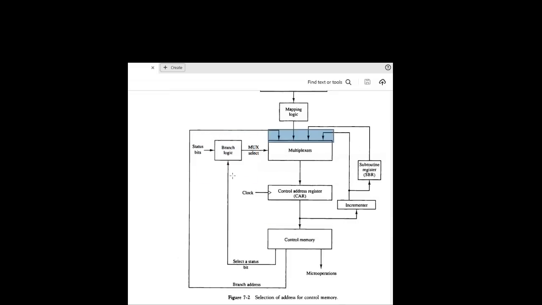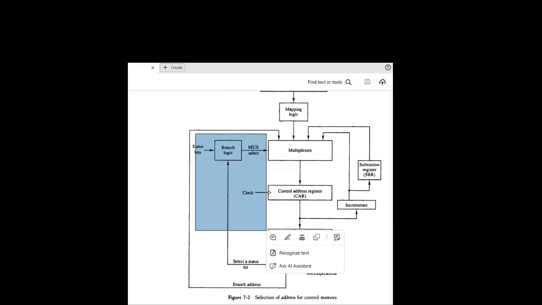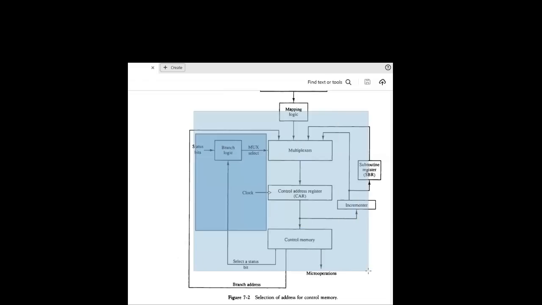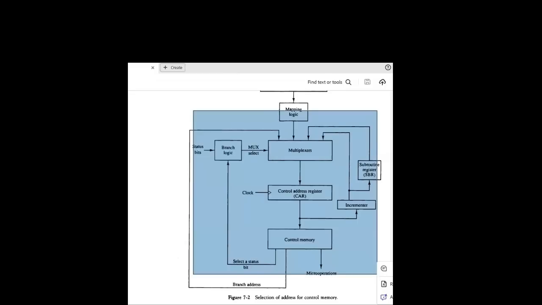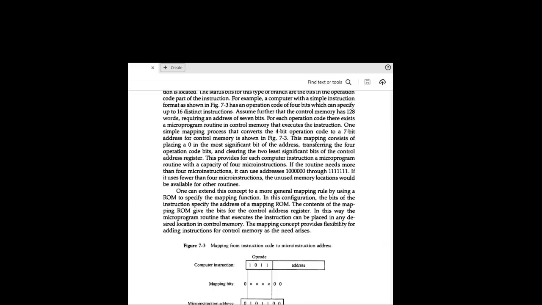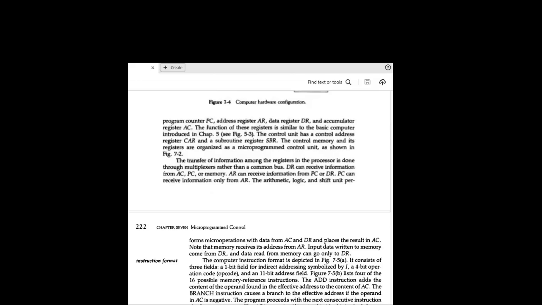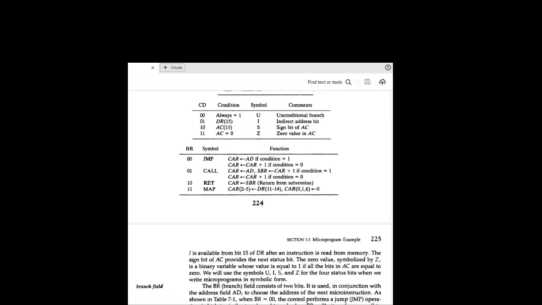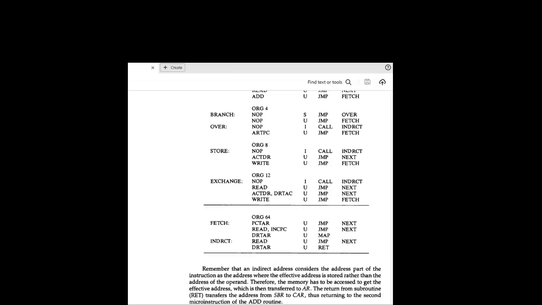So now we are going to discuss this part in detail. Is that clear? We are going to see how this is actually happening. How does one address out of the 4 possibilities go inside the control memory? CAR, and then CAR is used by the control memory. So let us see this figure. I'll explain this last topic which is left out.